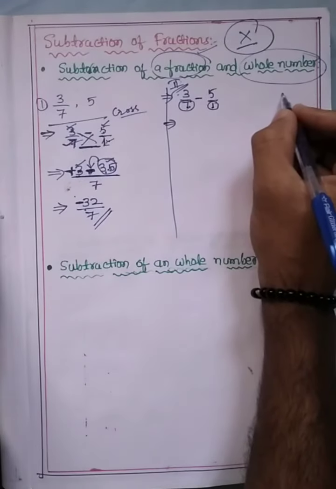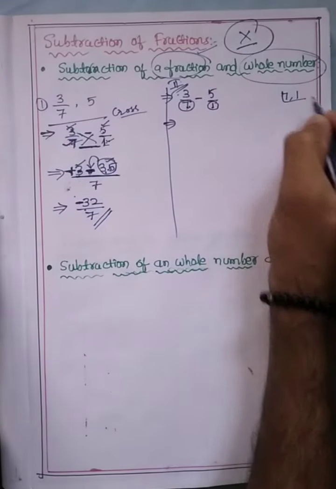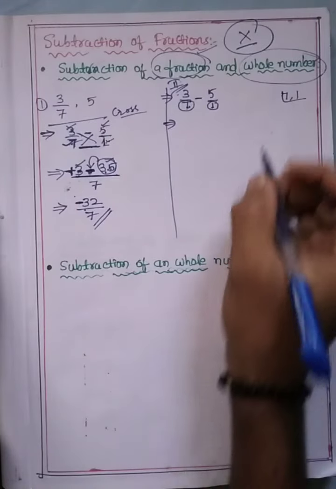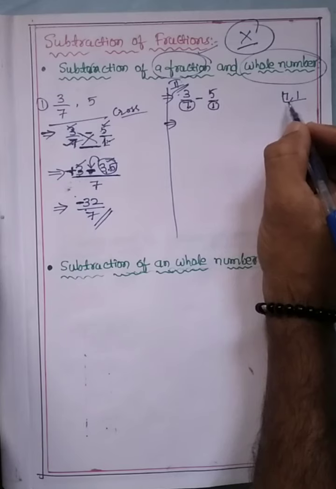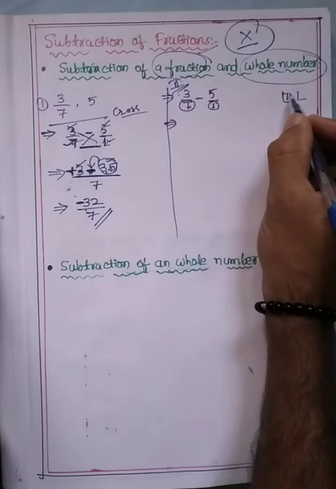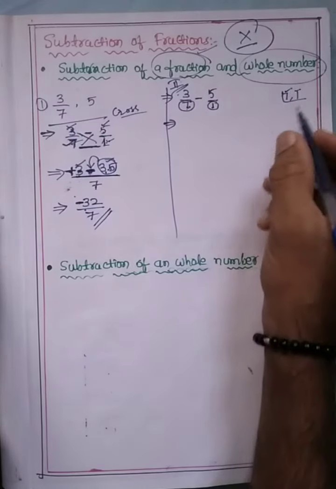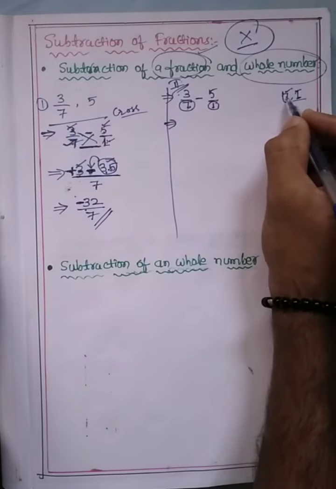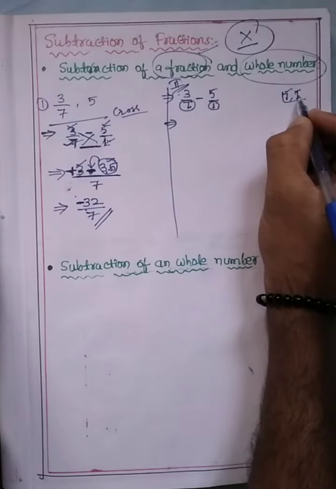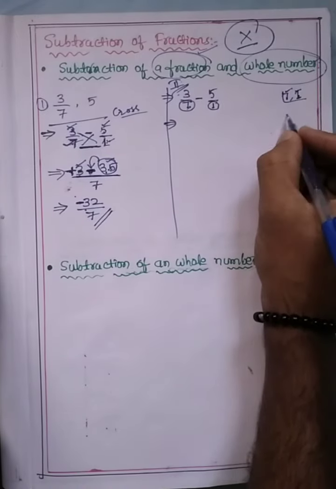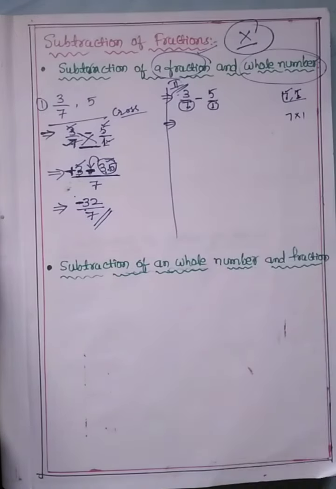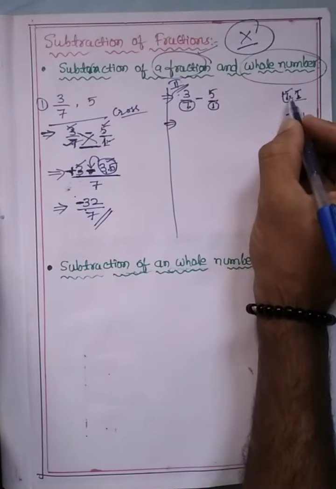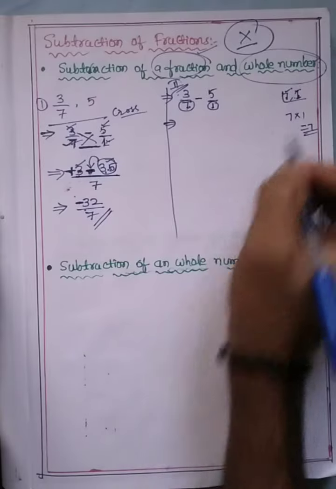So now I am going to take the LCM of 7, 1. If you take the LCM of 7 and 1, one is a prime number and the other is 1. If one number and one is there, then what can you do to get the LCM? Just multiply both of those numbers. 7 ones are 7.